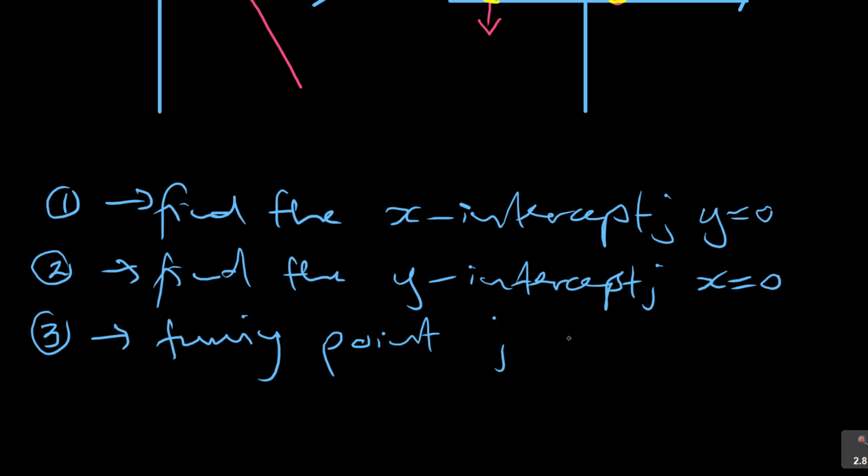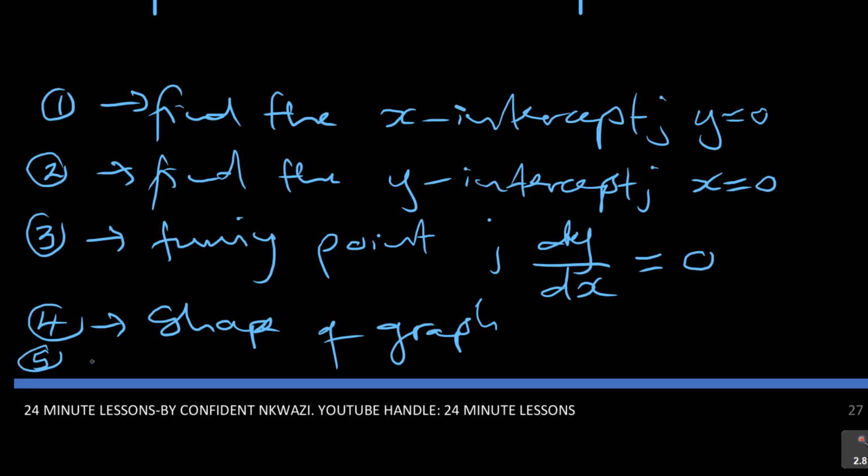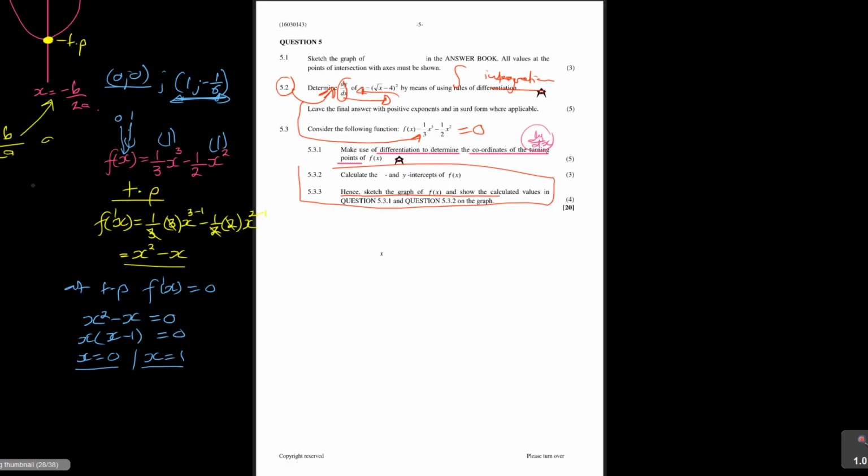In the turning point, you find your dy over dx, and you equate that to 0. And then number four, the shape of the graph. You determine the shape of the graph, and that's it. Number five, you sketch. So these are the points that you can follow. At this stage, you are able to sketch. So whenever I'm going through the lesson on the graphs, I'm going to be focusing mainly on these points, and I'll be referring back to these points.